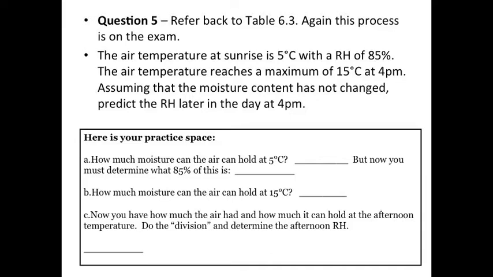Here's your practice space. Let's look at the steps to help solve this problem. How much moisture can the air hold at 5 degrees Celsius? Now, after figuring that out, you have to determine what 85% of this is. Next, how much moisture can the air hold at 15 degrees Celsius? Once you figure that out, now you have how much the air had and how much it can hold at the afternoon temperature. We will have to divide and determine the afternoon relative humidity.